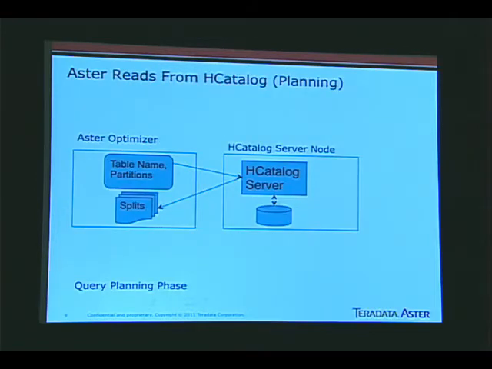So to go through that in some detail, I have slides very similar to the slides I showed you earlier with the HCatalog read flow, but this time they apply to Aster, right? So this is how Aster reads from an HCatalog table. During the query planning phase, the Aster optimizer will send in the table name and partition information to the HCatalog server node. And we'll talk some more about the partitioning information because there's something special the query optimizer does there that we'll talk about as well. The HCatalog server does what it always does, which is it returns back a list of splits that are necessary in order to read this information.